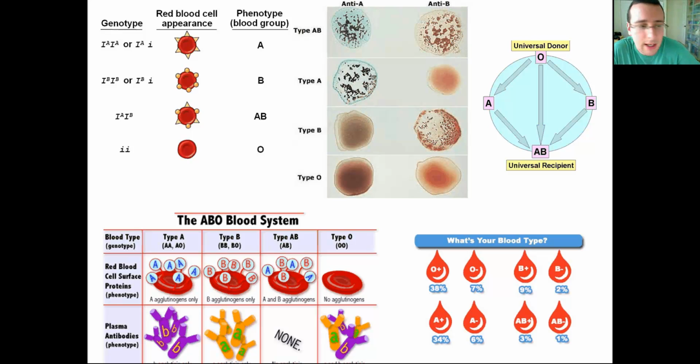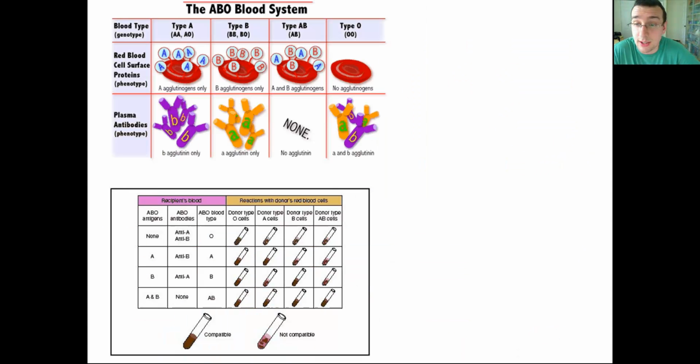Which means everybody can receive from O and everybody can donate to AB. But O can only receive from itself. And A can only donate to itself or AB, and B can only donate to itself or AB. And a similar thing happens with the Rh factor of plus or minus. And that's blood types. So chromosomal inheritance has advanced our understanding of genetics, and there's a lot yet to do.